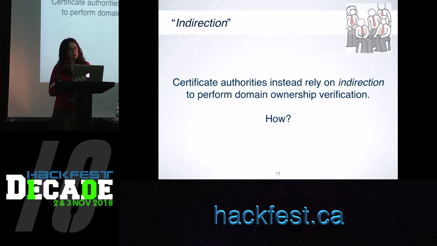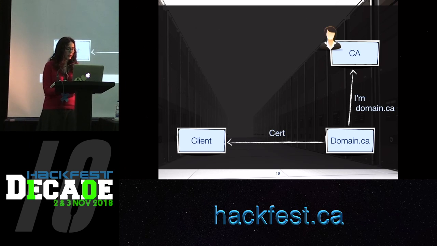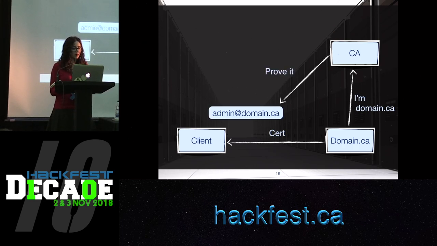So we found that certificate authorities rely on indirection to perform domain ownership verification. So how? Let's look at the domain validation itself. In the old days, if a person wanted to prove that he owns domain.ca, they would either call the CA or go to the CA. So it was in person. It was great from the usability perspective, but from the economic perspective, of course, it's not easy and it takes a lot of steps. Nowadays, email-based validation is the most popular way of doing domain control validation, in which the CA would send some secret validation token to some email address they assume is controlled by the domain owner. And if the domain owner can access this email, the verification is done.